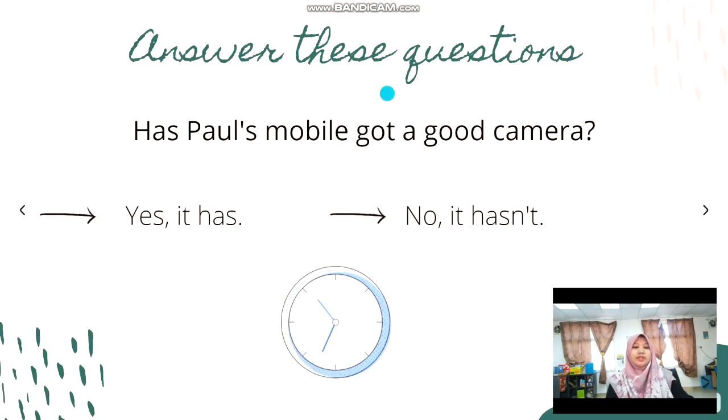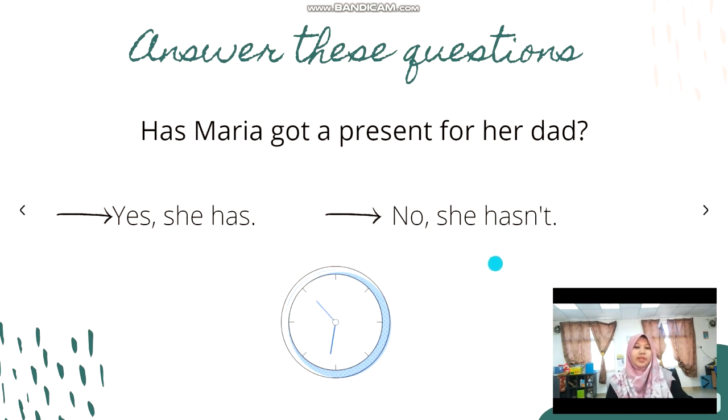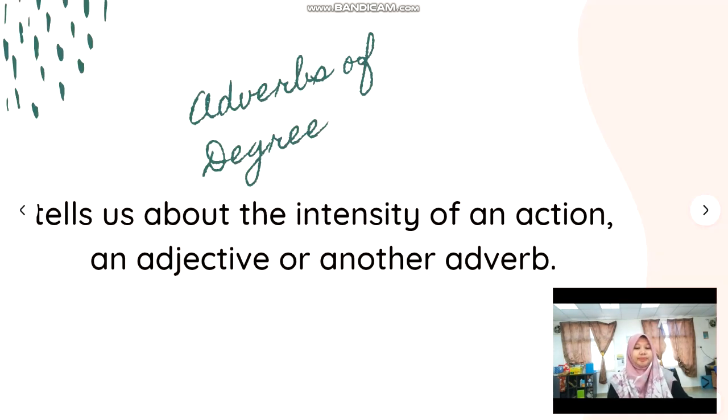So you have to answer these questions. Has Paul's mobile got a good camera? Yes, it has, or no, it hasn't. Second question. Have Ben's cousins got a parrot? Yes, they have, or no, they haven't. Has Maria got a present for her dad? Yes, she has, or no, she hasn't. You can refer to the text I've given.